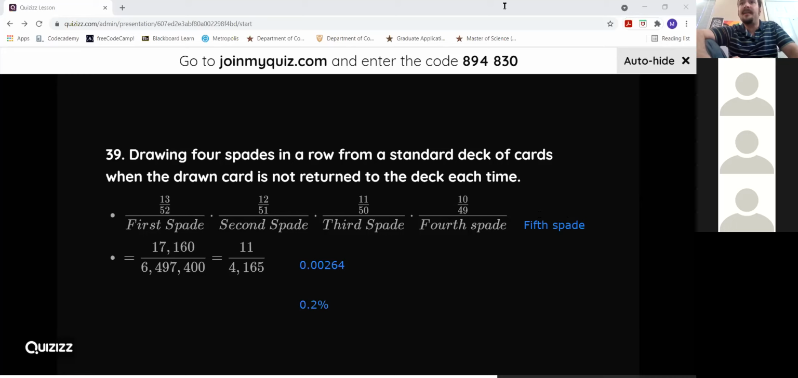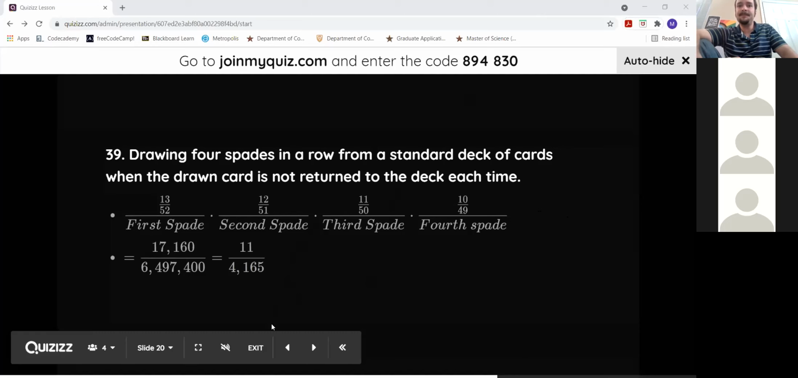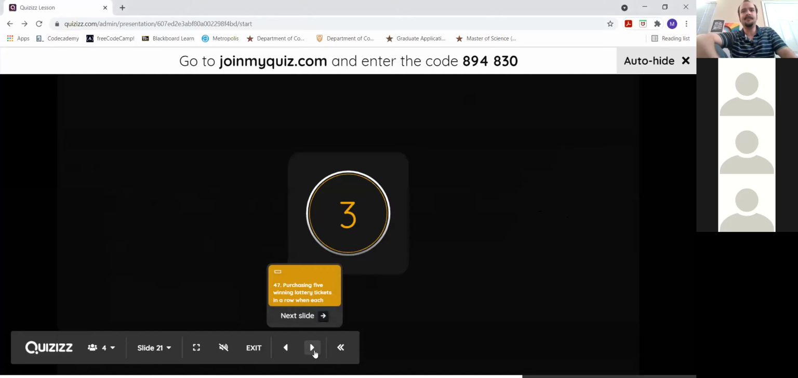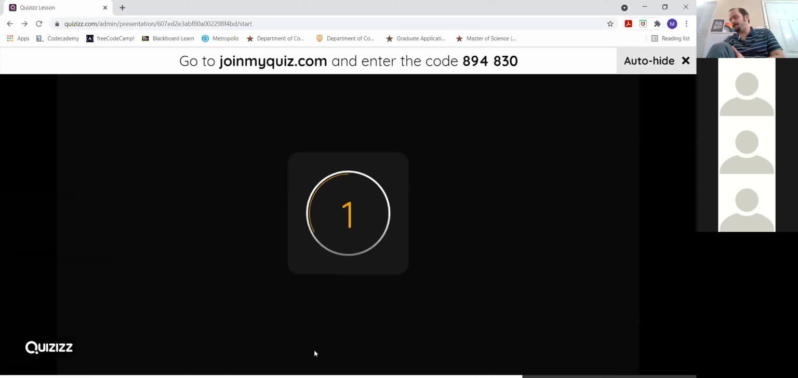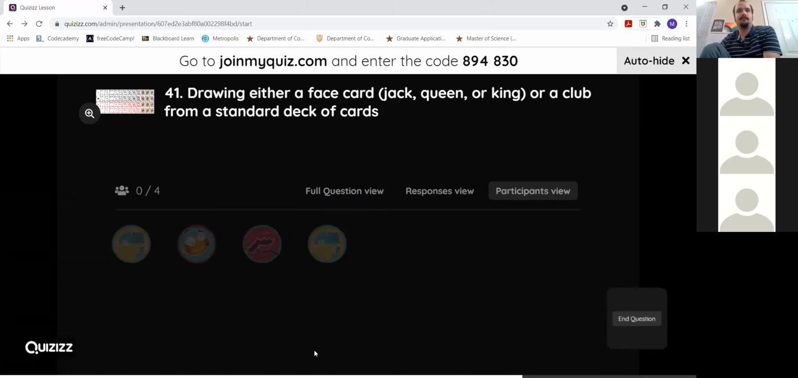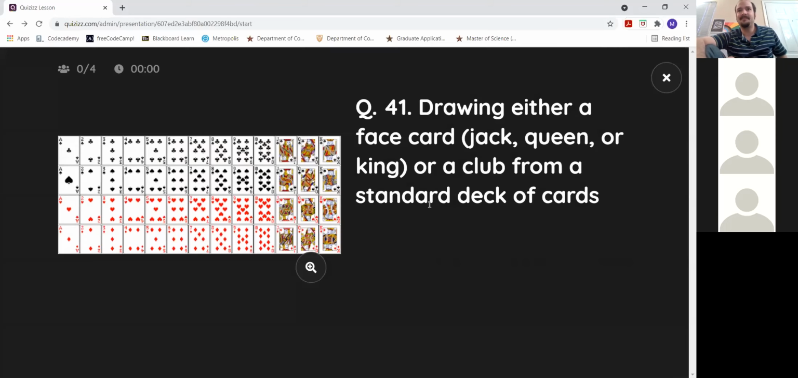And so the quality of your hand is determined basically on the probability that you get it in poker and a lot of things, right? But yeah, that's where we're going here. We're finding the probabilities of different kinds of poker hands and stuff like that. Drawing either a face card, jack, queen, king, or a club from a standard deck of cards.